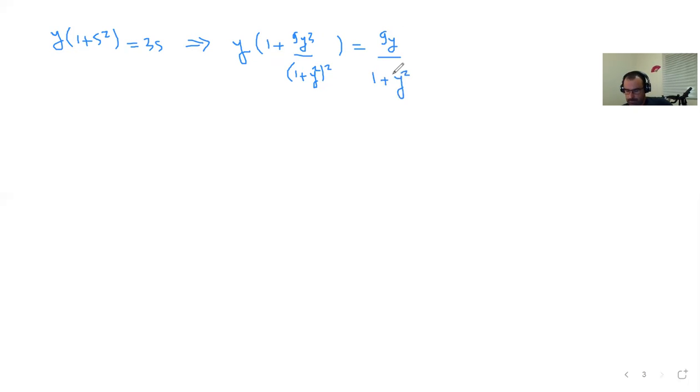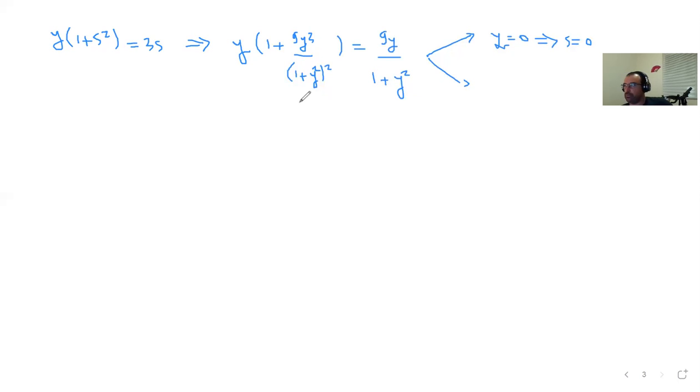I have to work on the fact that, well, y times 1 plus s squared was equal to 3s. So you get the following, that in fact, y times 1 plus 9y squared, plug it in 4 over 1 plus y squared equals 9y over 1 plus y squared. Okay. So if you work it a little bit, there are two options. The option that says, in fact, y equals 0. So s would be 0.